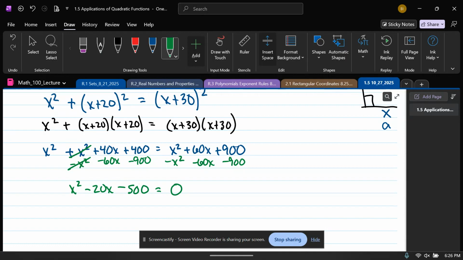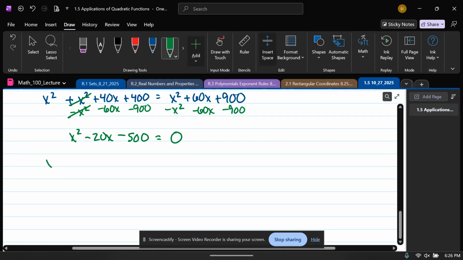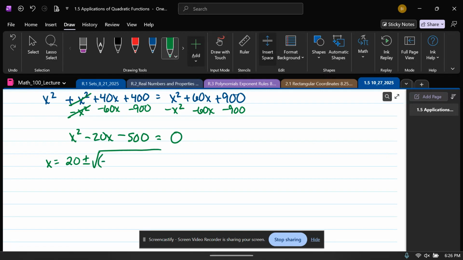Now I've got an option of trying to do factoring, but 500 is a pretty big number, and trying to find something that multiplies to be negative 500 and adds to be negative 20 could be a little bit daunting. So I'm just going to go ahead and do the quadratic formula because I know it's going to work. It doesn't matter if it does factor, the quadratic formula will get me an answer. So that's what I'm going to do. Negative b plus or minus the square root of b squared minus 4 times a times c, divided by 2 times a.